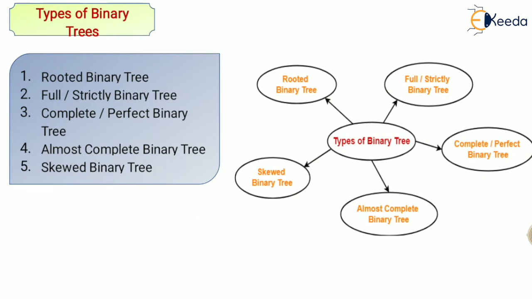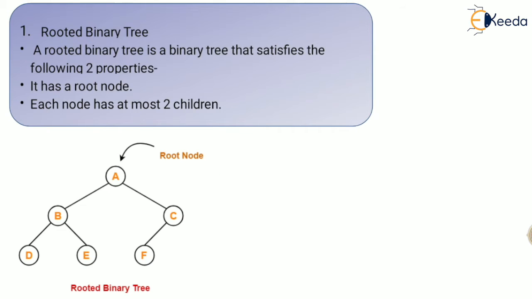Now, this is the diagrammatical representation that explains the different types of binary trees. That is rooted binary tree, then your full slash strictly binary tree, then complete slash perfect binary tree, then skewed binary tree, and almost complete binary tree. Now we try to study all the types of binary tree one by one.